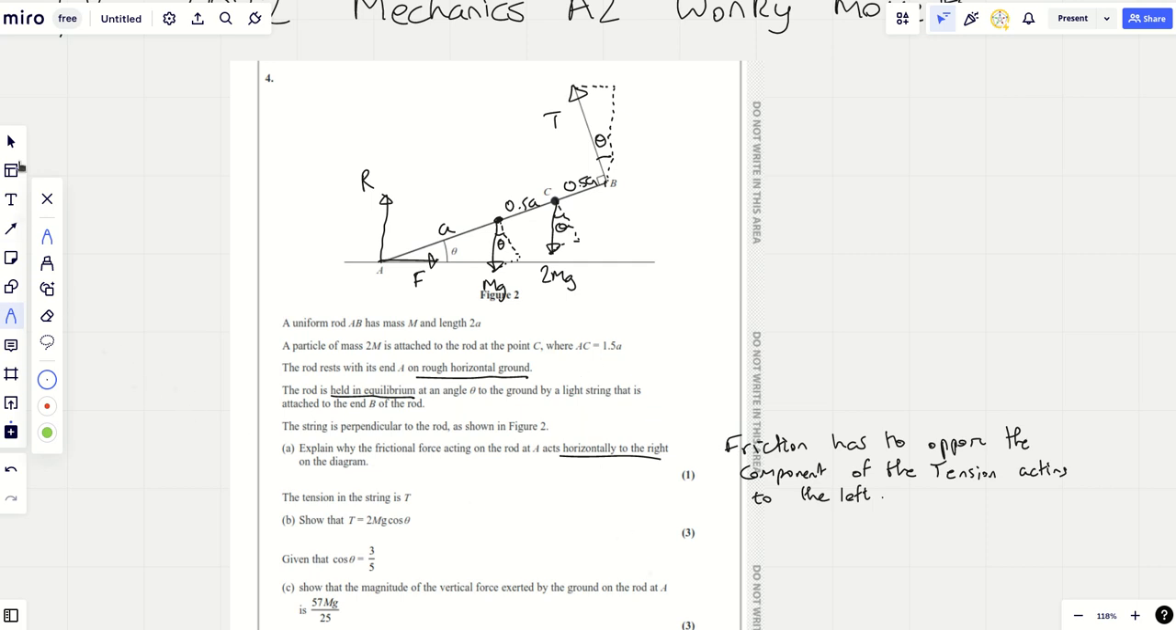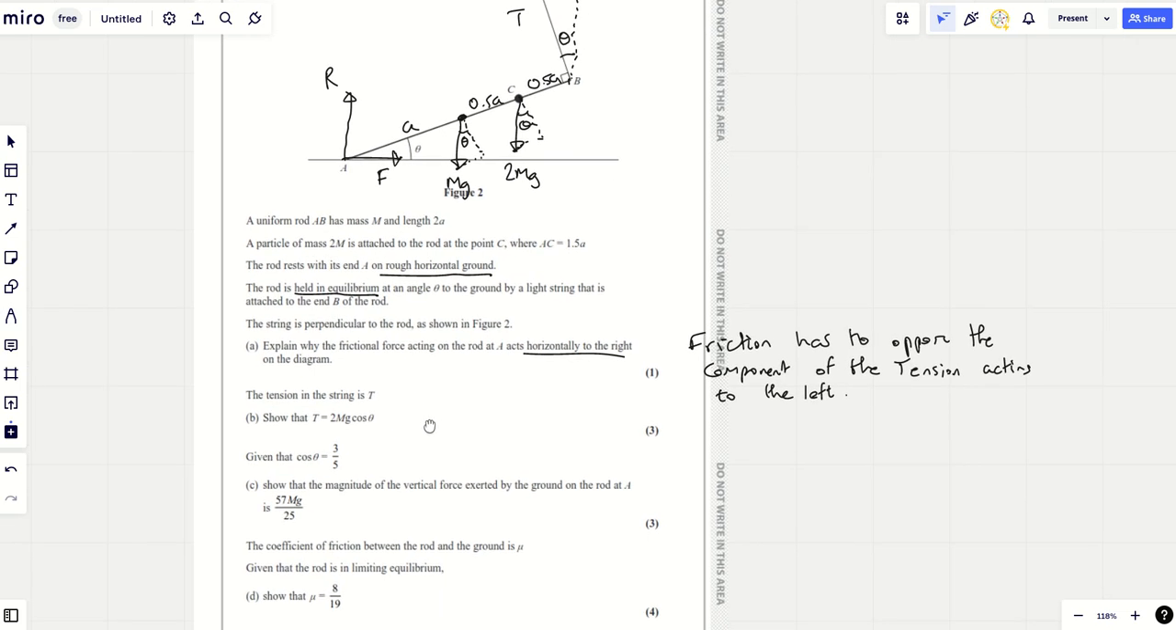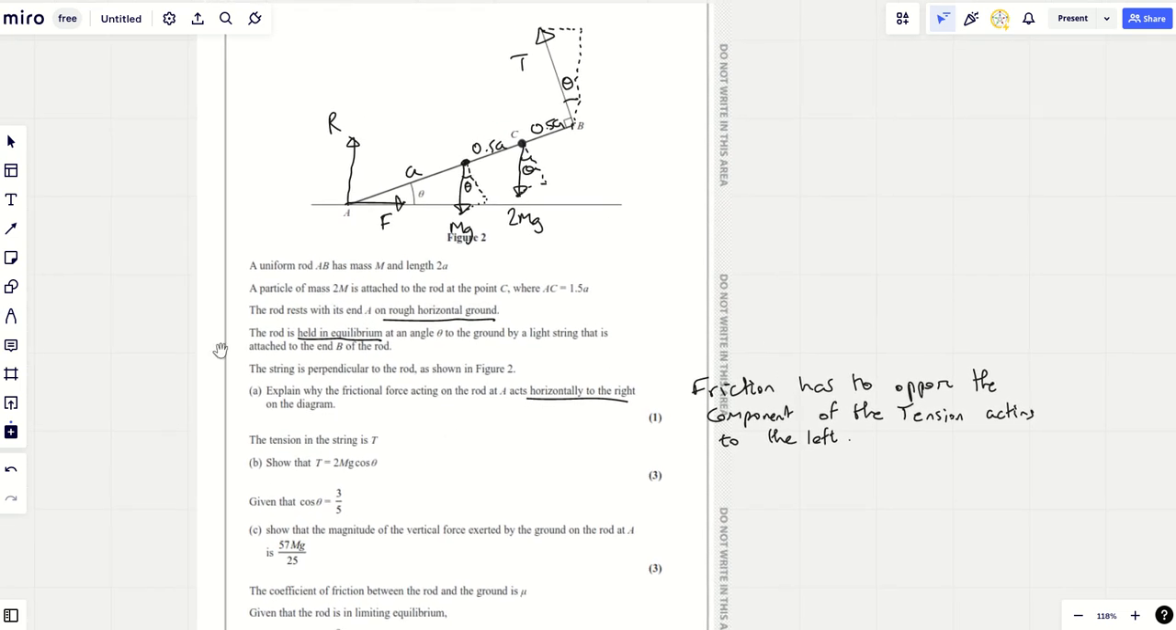Okay, let's get into the maths bit though now. The tension in the string is T, so that T equals 2mg cos theta. Well, okay, right, let's have a look at this. We could do ups equal downs here, I guess, or lefts equal rights, but really the most natural way, because there's no R or F involved, is to take moments at A.